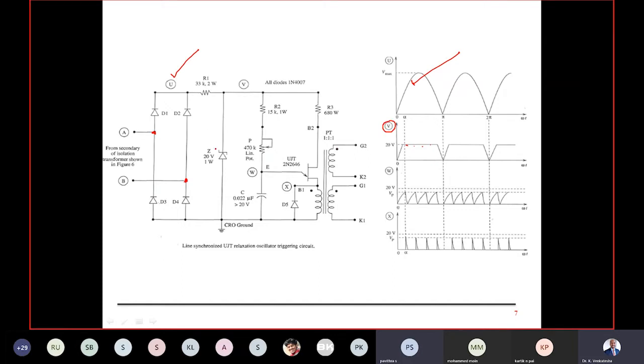So then we got 20 volts across the Zener. Where is the remaining 210 volts available then? Across the resistor R1. Yes, correct.